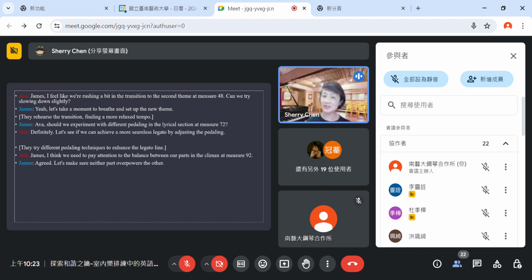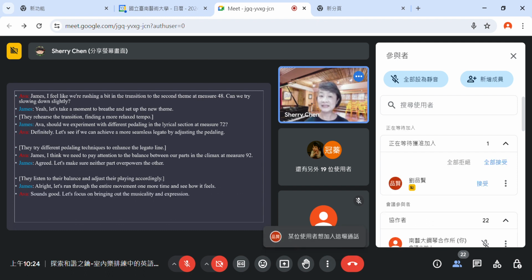James says, agreed. Let's make sure neither part overpowers the other. Okay, so first of all, they need to make sure who has the important part and who has the melodic line, and the other part will automatically drop down to accompaniment or drop down a dynamic level. Okay, they listen to their balance. So listening is also very important. So they listen to their balance and adjust their playing accordingly. James says, all right, let's run through the entire movement one more time and see how it feels.